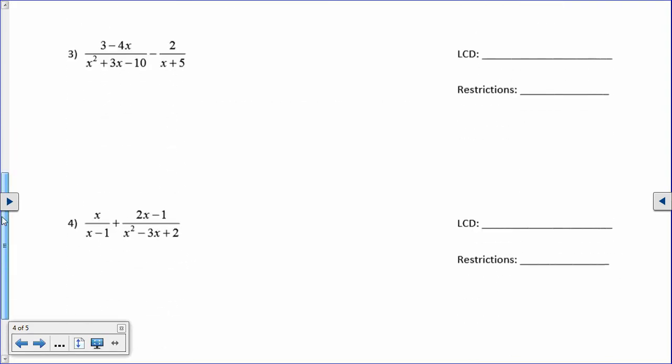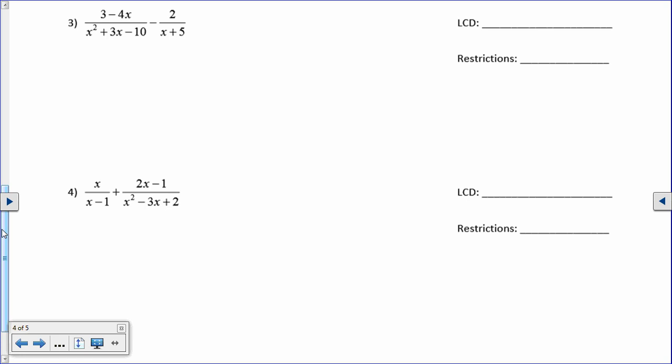So we did example 1 and 2. Now we're going to do example 3 and 4 before we go on to the complex fractions on the other page. So you guys remember what needs to be true in order for you to add and subtract fractions? What does that mean?